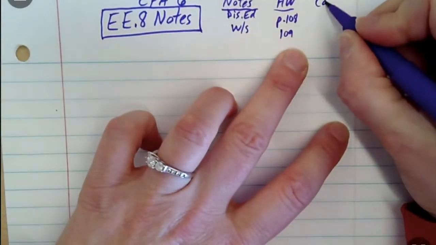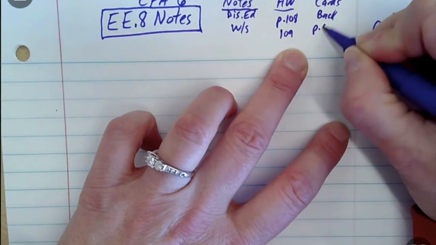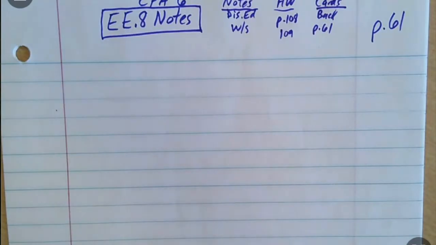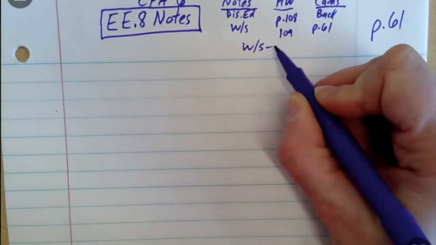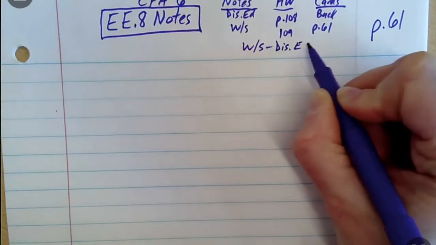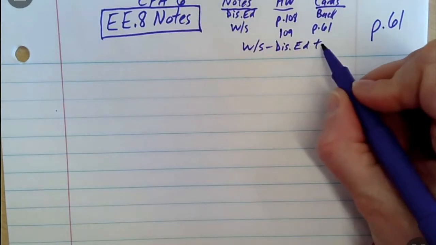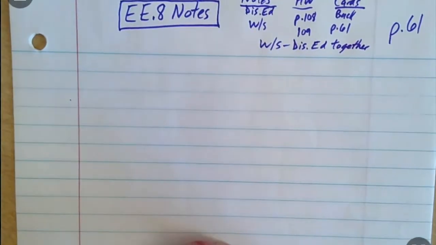You're going to have cards on the back of page 61. And these are all the things that are going to help us with this particular standard, EE8. You're also going to have one more worksheet, a Discovery Ed that we are also going to work on together. So you're going to have all of these things to help study for EE8.